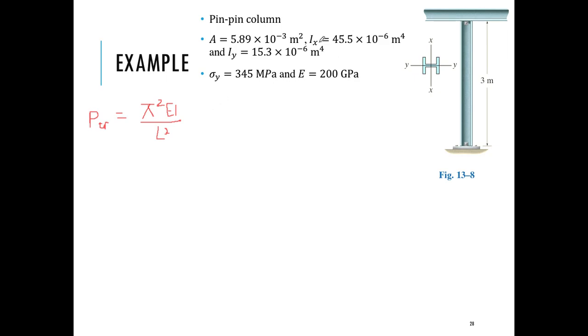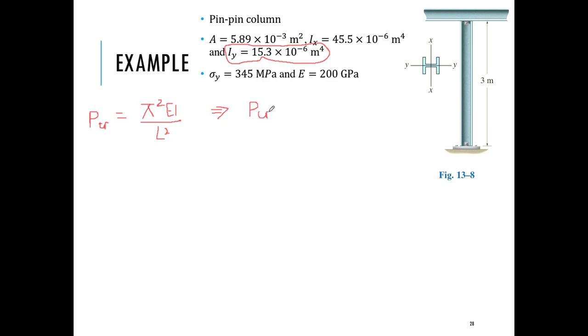So let's take a look at the moments of inertia that we're given. And we can see here that, of course, IY, 15.3, is less than 45.5. So in this case, it's IY. Y is the weaker axis which dominates buckling. So this is the one that we have to use to find the critical load about this axis.